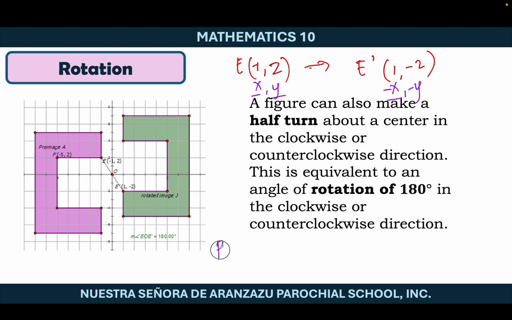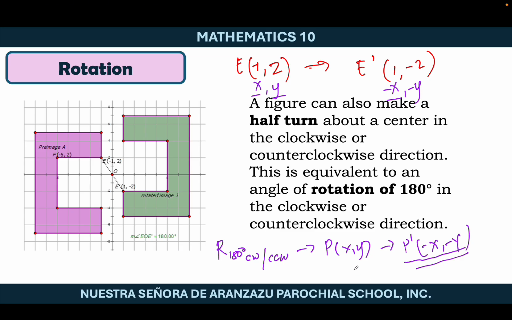So, our rule for the rotated point of 180 degrees, whether it is a clockwise or counterclockwise direction, the given point X, Y will become what? Negative X, negative Y. So, same ito ng rule sa reflection. So, anong rule ito sa reflection? Yung same nito, yung when the line of reflection is at the origin. So, same sila ng rule sa half turn ng rotation.